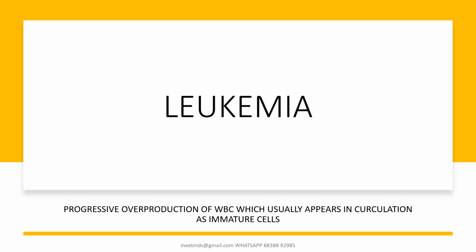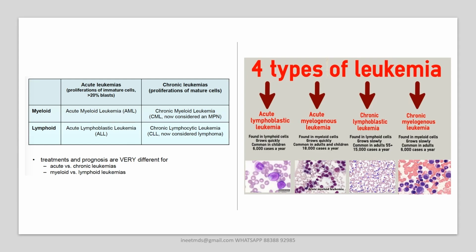Next one is leukemia. So, leukemia, there is progressive overproduction of WBC which appears in circulation as immature cells. So, in leukemia we have 4 types: acute lymphoblastic, acute myelogenous, chronic lymphoblastic and chronic myelogenous. So, now just divide them. Acute means faster onset, chronic means slow onset.